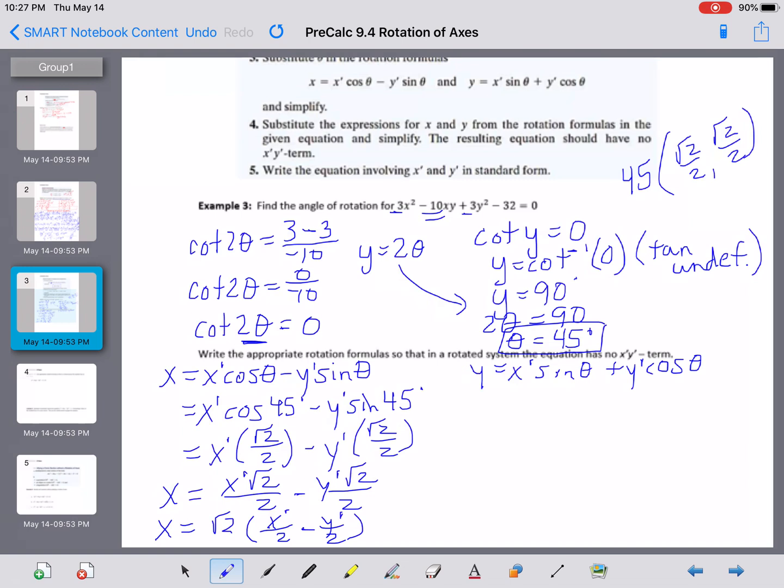So let's do our y here. I'm going to have x prime the sine of 45 degrees plus y prime the cosine of 45 degrees.